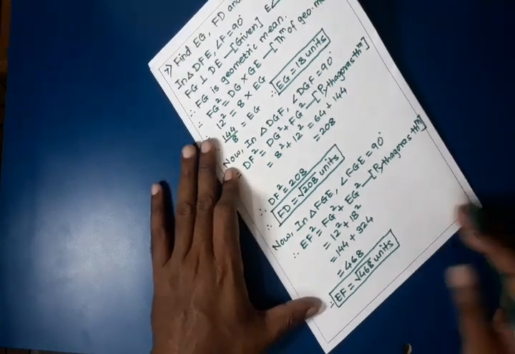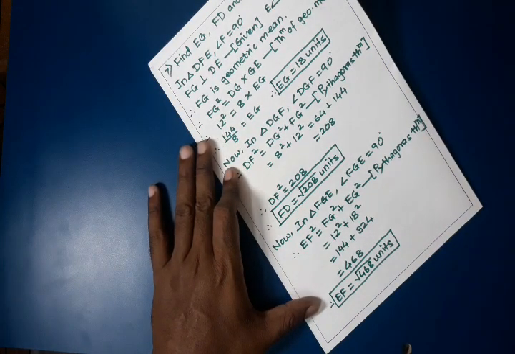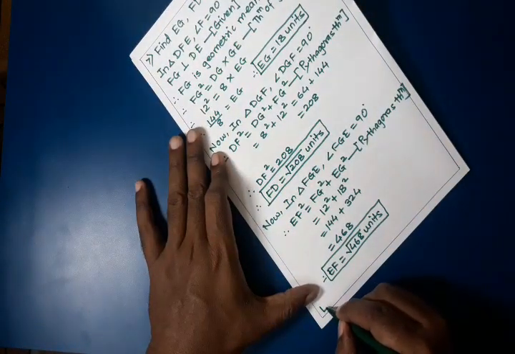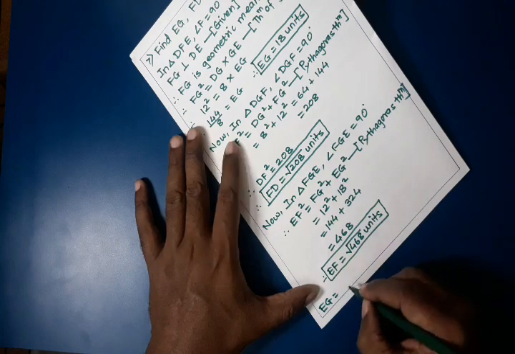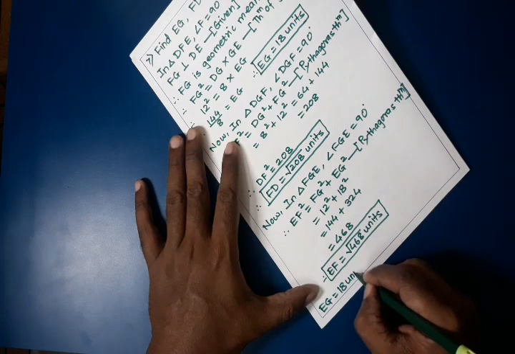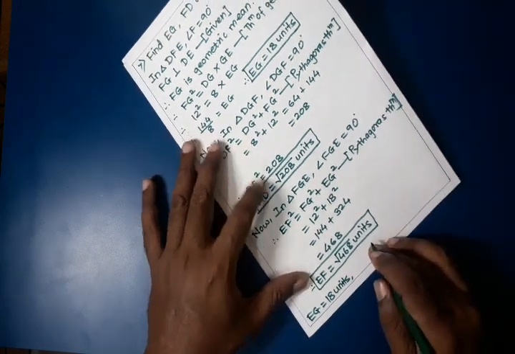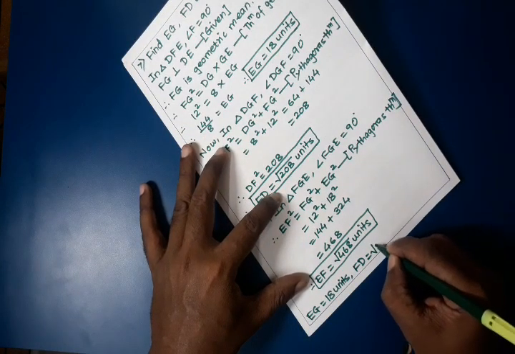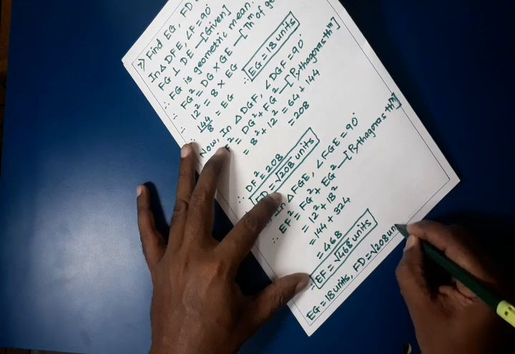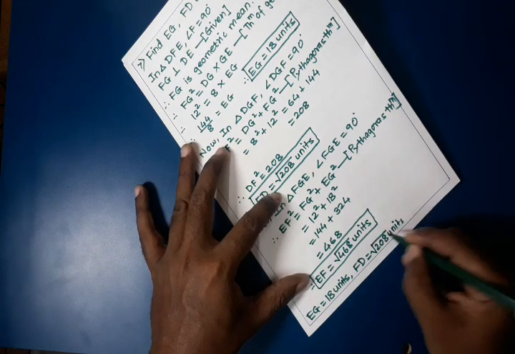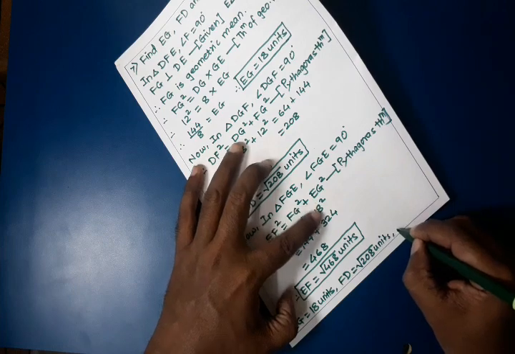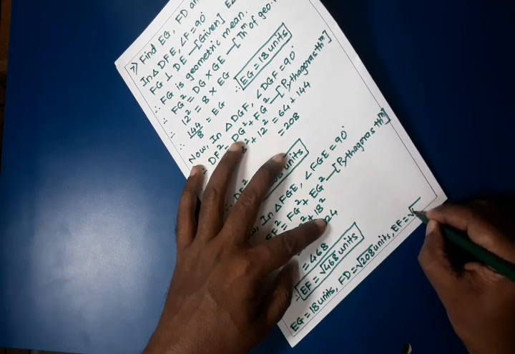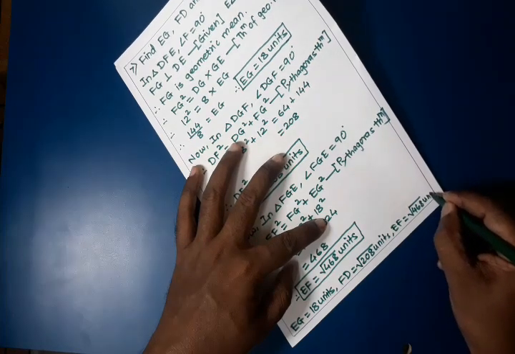As I have told you earlier, write all these three answers again: EG is equal to 18 units, then we have found that FD is equal to under root 208 units, and EF is equal to under root 468 units.